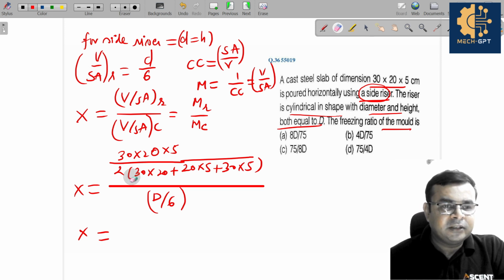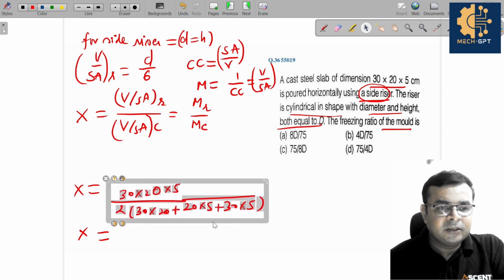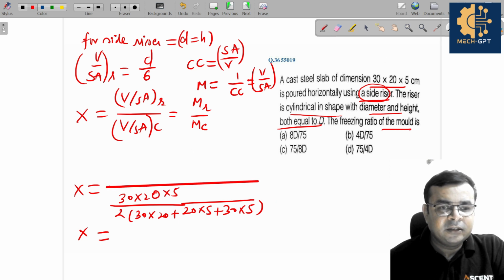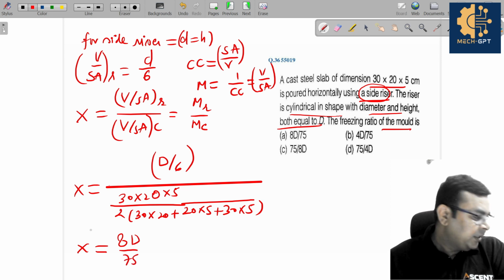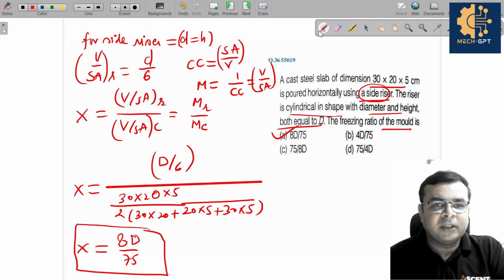So now here I am going to change this. So you just see, this term is in denominator actually, not in numerator, and here you will get D by 6. Now it is correct. So after simplifying this relation, simply here we get 8D by 75. Is it clear? This is the right answer. So the correct answer is option A.